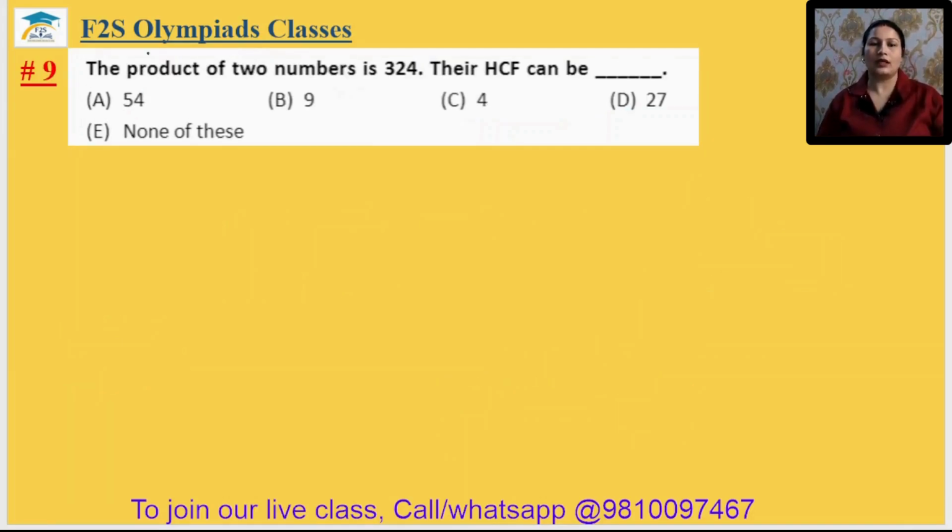Okay. Ninth one. The product of two numbers is 324. Their HCF can be. So check the numbers which can divide it and try to find the pair. Okay. 324 can be divided by 54. Check in your notebook whether it is divisible by 54 or not. So you can find it is divisible by 54. Quotient will be 6, remainder is 0.